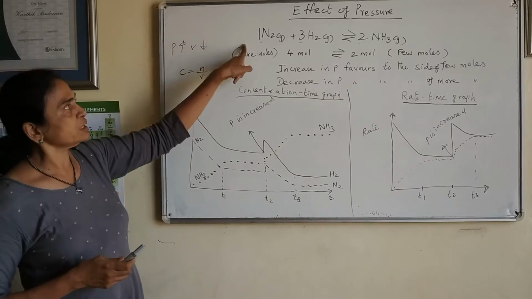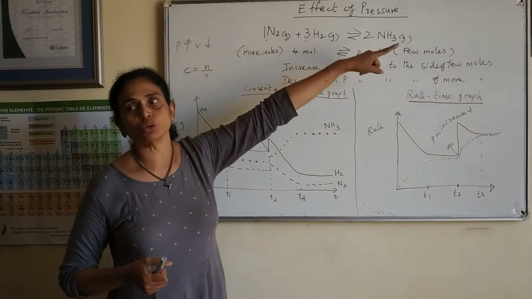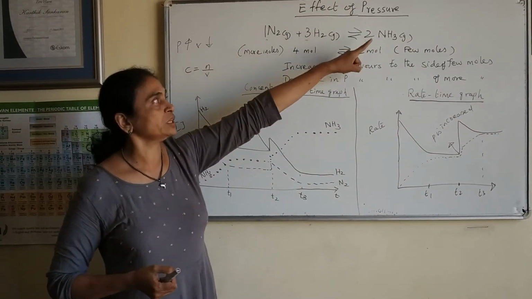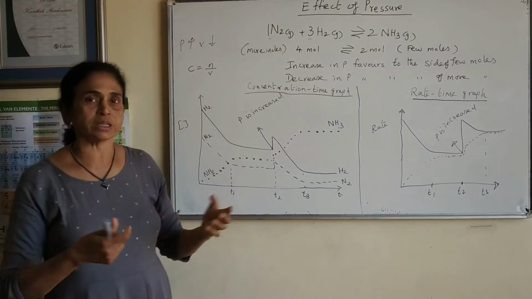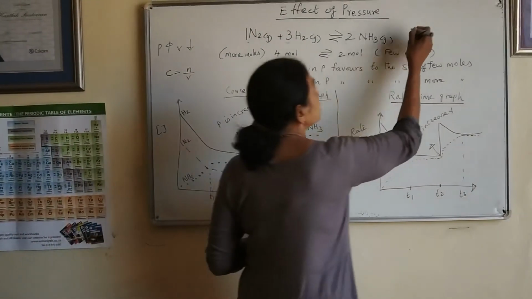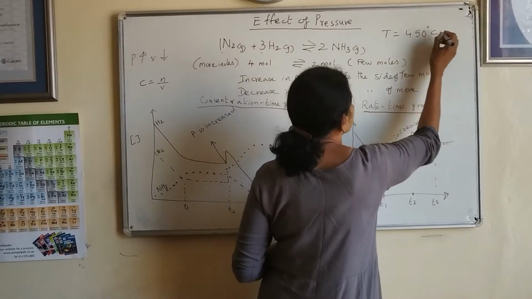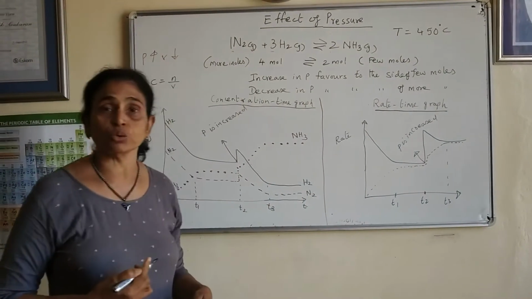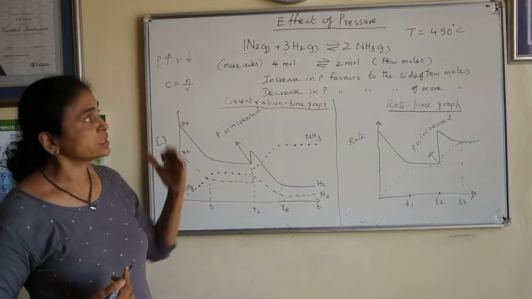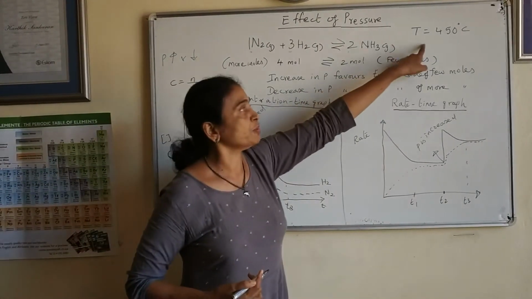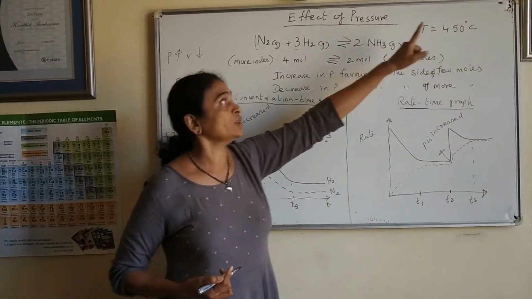When you decrease the temperature, the rate becomes very slow. So they do not decrease the temperature in the industry, they actually increase the temperature. The temperature that they use is 450 degrees Celsius. But if they use 1000, the yield will become very low. Temperature increase, yield decrease. So this is the optimum temperature that they use in most of the industries.